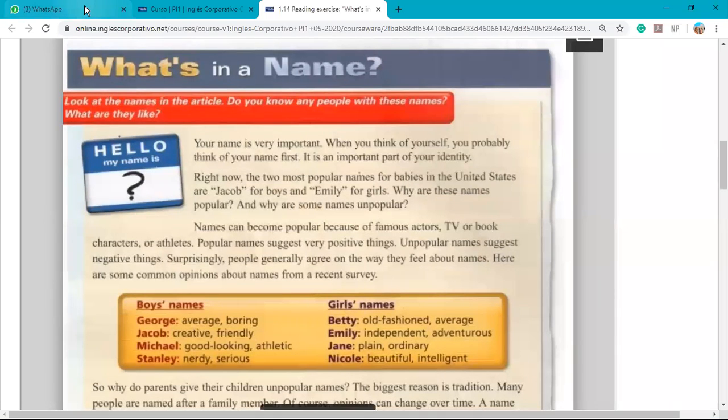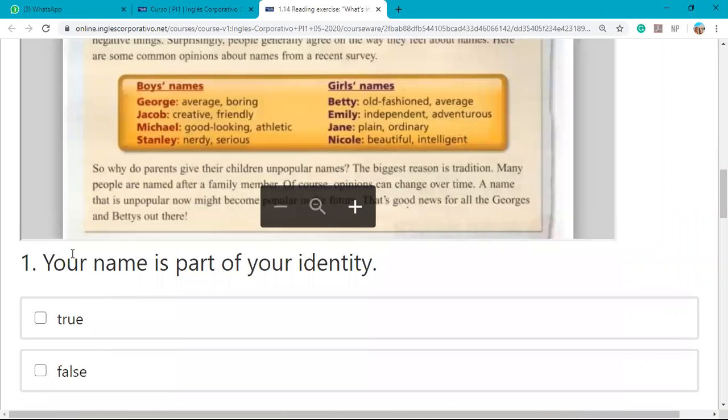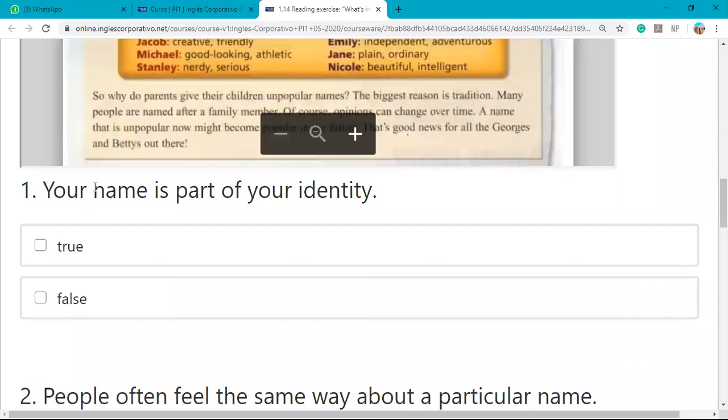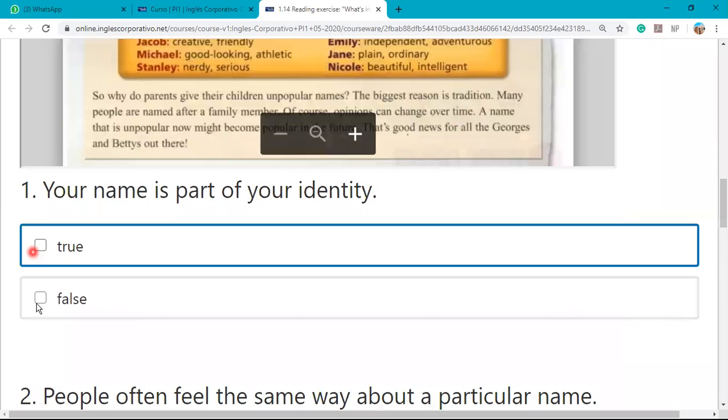Okay, also you have this in WhatsApp, I think, or maybe not. Bueno, se lo voy a poner ahí en el WhatsApp. Bueno, pero ahí lo tienen en la plataforma. Esto es para resolverlo en la plataforma. According to the reading, ¿verdad? What do you think? Your name is part of your identity? True or false?